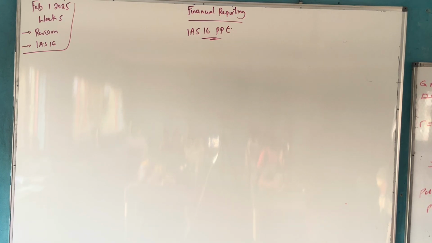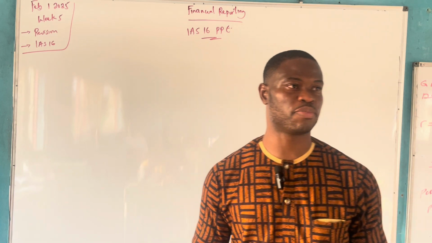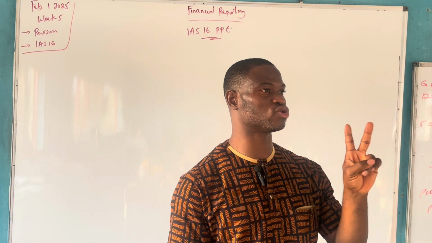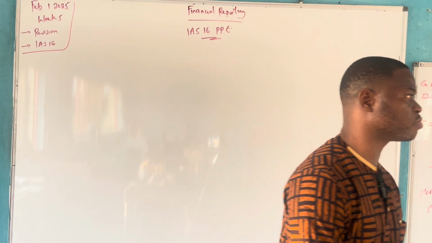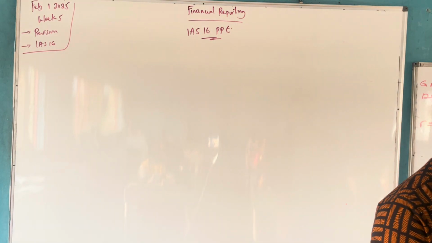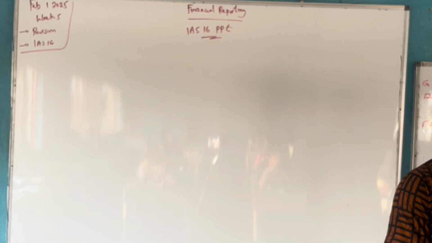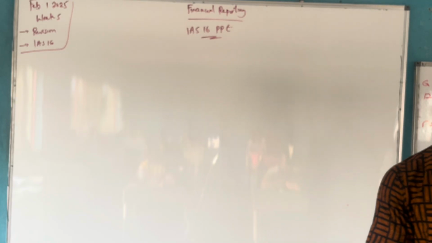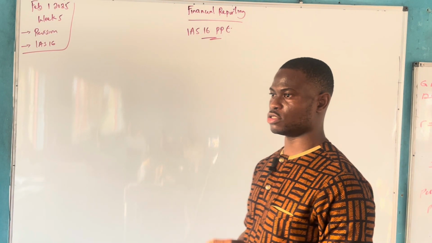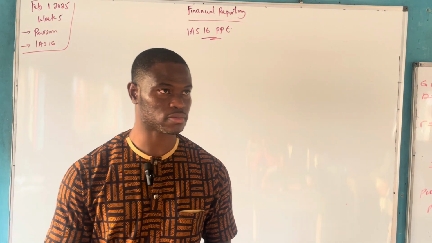Then we moved to recognition of PPE. For recognition, we said before you can record PPE in your books, you must meet two recognition criteria. The first is that it must be probable that future economic benefit associated with the asset will flow to the entity, and it must have a cost that can be measured reliably. Those are the two recognition criteria for PPE.